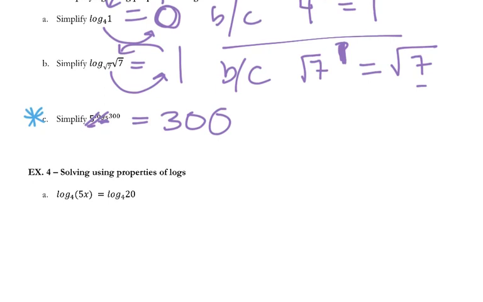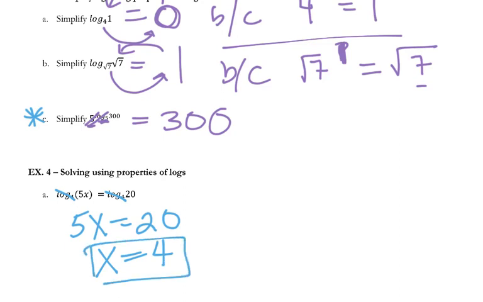Okay, now let's take a look at solving equations, not just evaluating logarithms. So here we have log base 4 of 5x equals log base 4 of 20. Well, we said we can essentially cancel the logarithm on both sides, and we're left with 5x equals 20. And divide by 5, we get x equals 4. Okay, on to the next page.